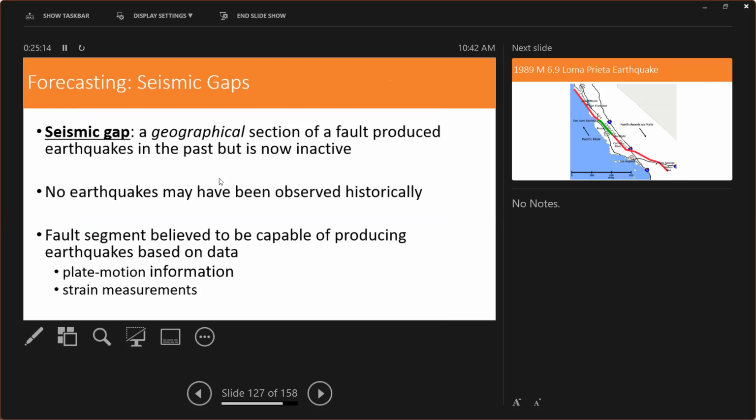So I mentioned seismic gaps. These are geographical locations, so this isn't a gap in data. This is a segment of a fault where it used to produce earthquakes. Now it doesn't. We don't see any historical evidence of it. We don't see anything happening in real time. We don't have even small earthquakes going on. So we believe that these are capable of producing earthquakes based on what data we have, such as plate motion and strain measurements, but we don't see any earthquakes happening.